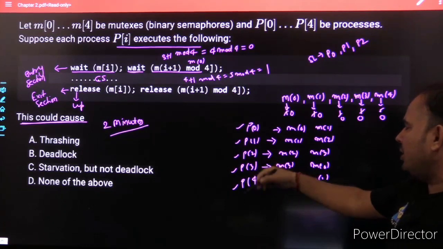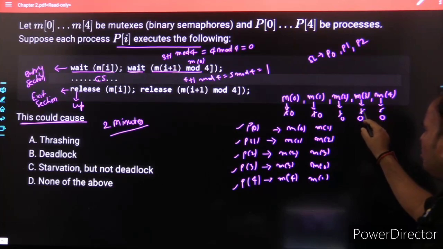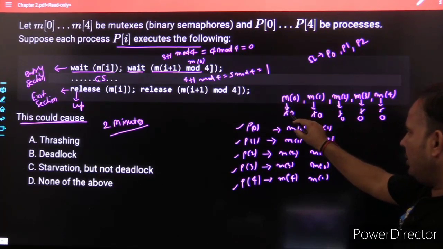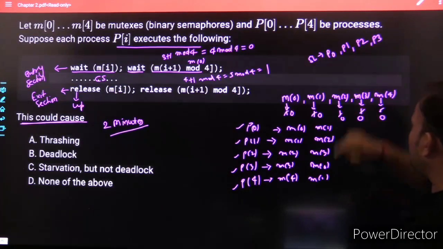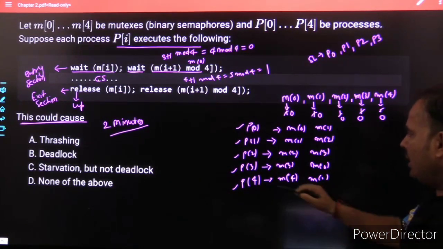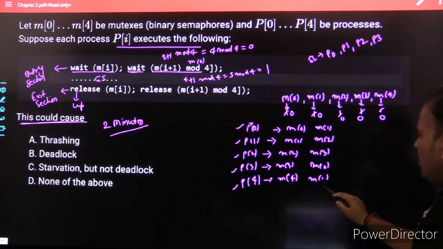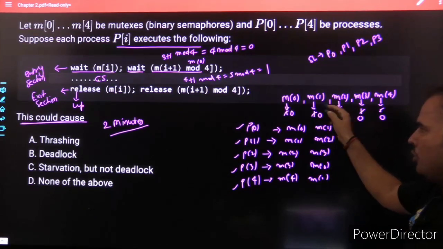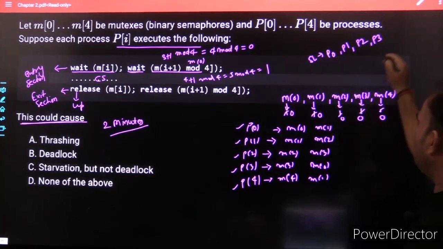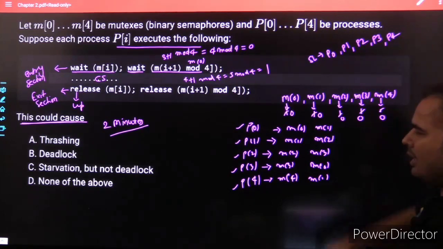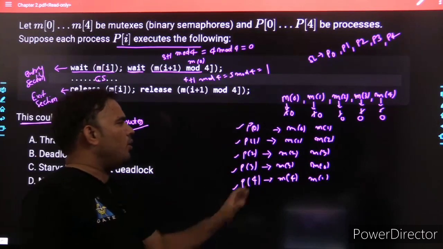When P3 resumes, it already performed the down operation on M3. When it goes to perform the down operation on M0, the value is 0. Can it perform? No, my dear friends. It will block, and also go into the suspended list. Now when P4 comes, it already performed the down operation on M4. When it goes to perform the down operation on M1 to enter the critical section, can it perform? No, it will also not perform. So it will also go into the suspended list. So in this way all the processes are depending on each other.